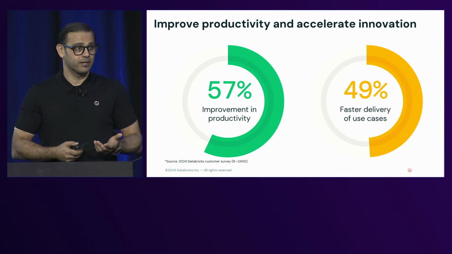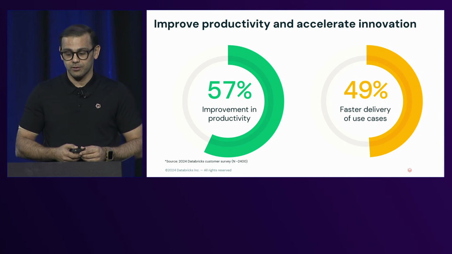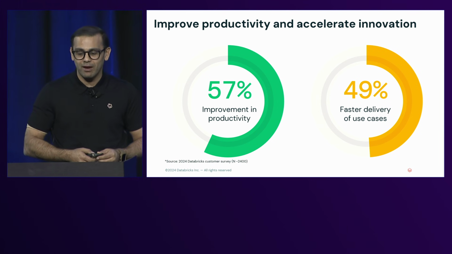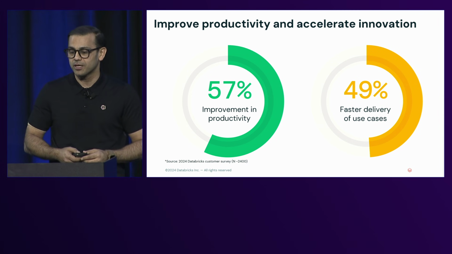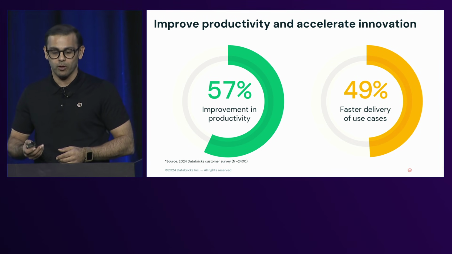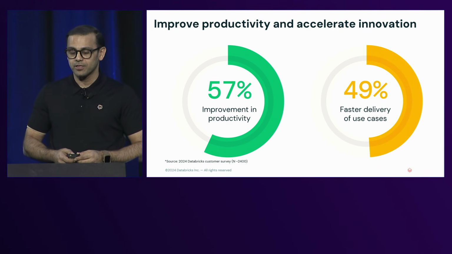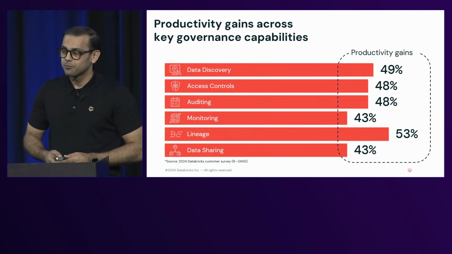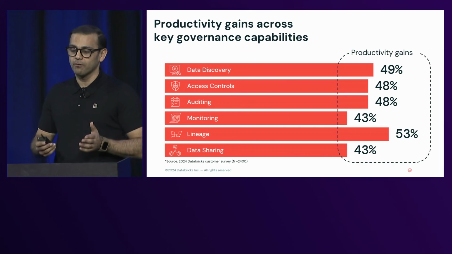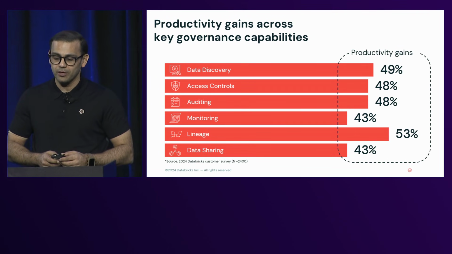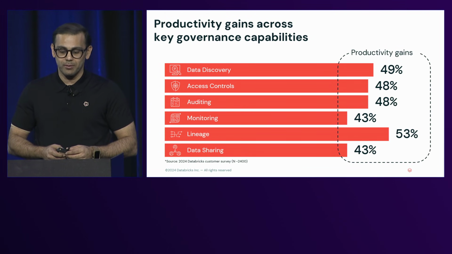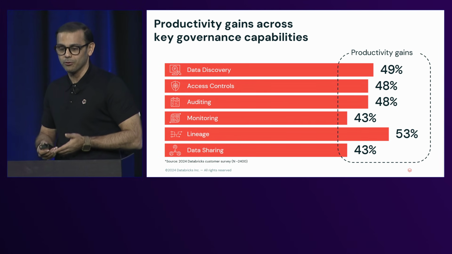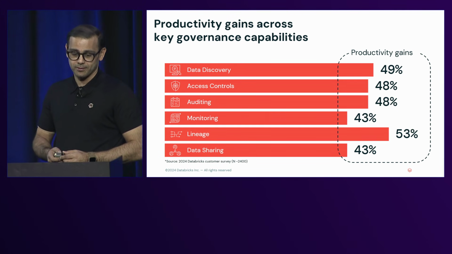And we've seen this in talking to customers. We've interviewed hundreds of customers. Our customers have been experiencing significant productivity gains with Unity Catalog. On average, they report a 57% improvement in overall productivity and a 49% faster delivery of their use cases. These productivity gains span across all governance capabilities, which showcases the value that Unity Catalog brings to streamlining data and AI workflows. It's pretty exciting to see what we're able to do for the organizations that use our product.